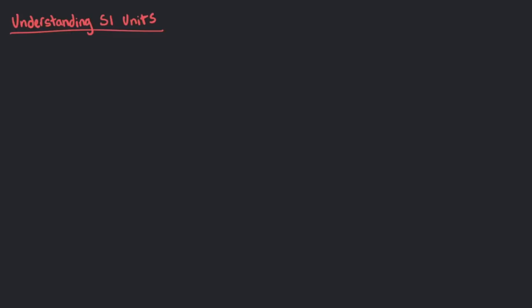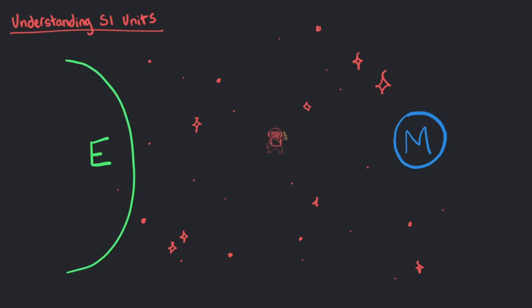In this video, we will examine the purpose of having a standard measure of units and practice determining the appropriate unit for a measurement. Say an astronaut is launched into space and needs to determine the distance between the Moon and the Earth. He takes out his everyday ruler that measures up to 12 inches.